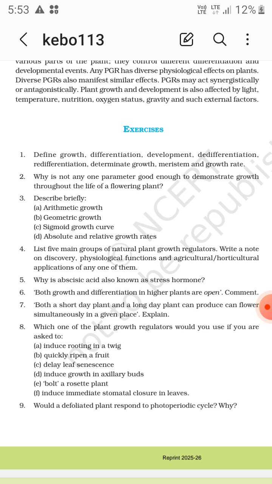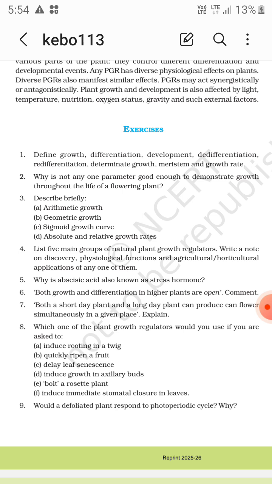Now differentiation, it is a kind of maturation. Then development: it is the sum of growth and differentiation. Growth is an irreversible permanent increase in size of organs and all that. What about differentiation? After the meristematic cells get divided, they become mature. So this is differentiation. This is development. Now de-differentiation, that is breaking of the differentiation, breaking of the maturity, so that the cell can divide again. So this is de-differentiation.